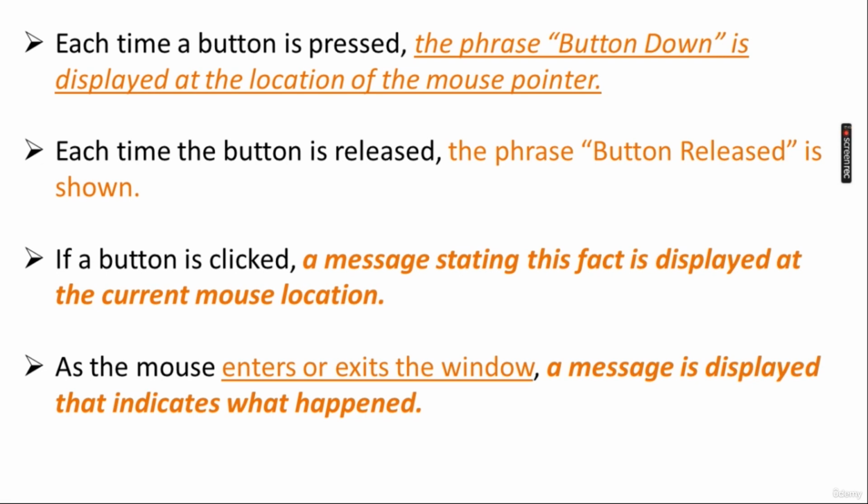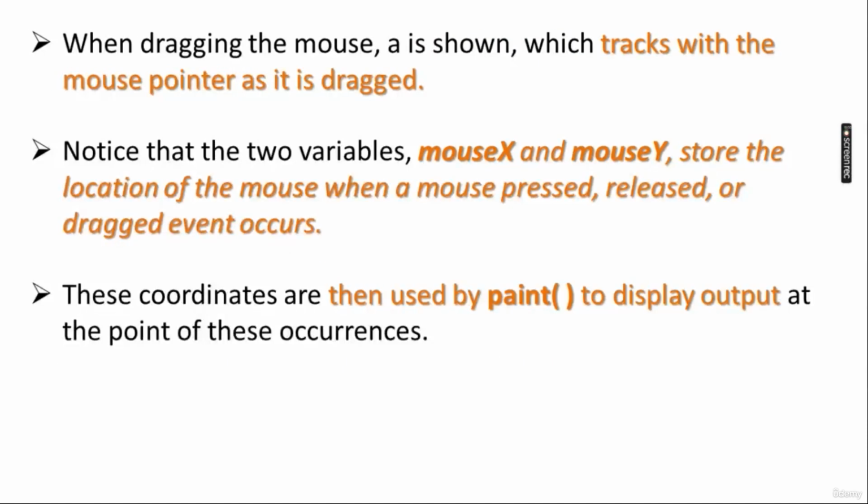That is, button is clicked. As the mouse enters or exits the window, a message is displayed that indicates what happened. So what we are going to implement here: every time the button is pressed, we will write down "button down". When the button is released, we will write down "button release". When the button is clicked, we will write down "button is clicked", and enter and exit are also displayed. When dragging the mouse, an asterisk is shown which tracks the mouse pointer as it is dragged.